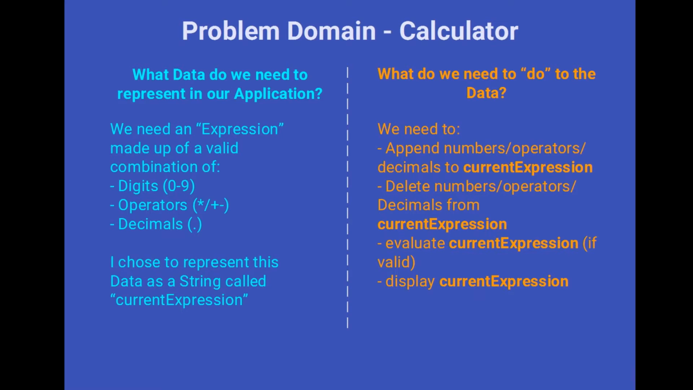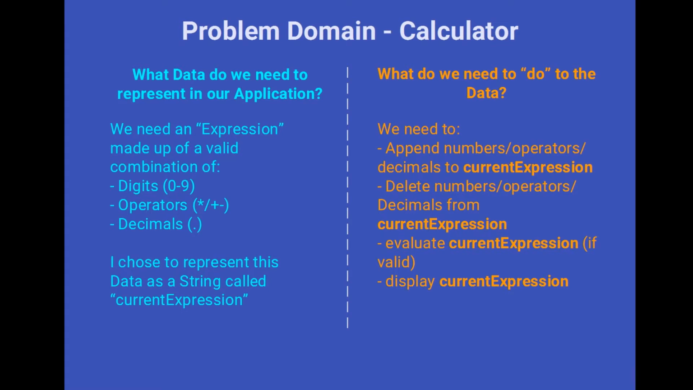But what I ended up doing is I found a library which accepts just a string expression, and that's what we're going to end up using, because that way we don't have to reinvent the wheel and write out all of these calculations. So with that in mind, I decided that all we're going to need to represent our data in this application is a string called current expression. And that's all we need. And let me tell you, that saves a lot of headaches.